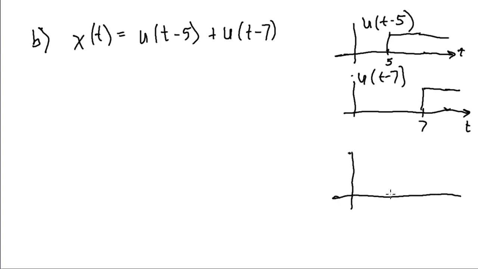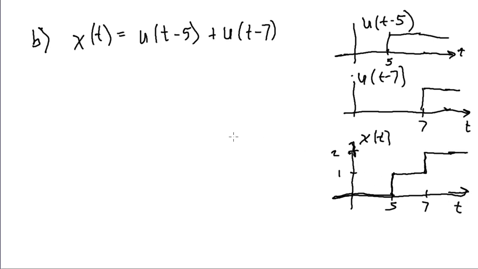Again, for all t less than 5, they're both 0, so the sum is 0. In the interval from 5 to 7, only this top function is non-zero, it's equal to 1, and so 1 plus 0 is 1. Now for all t greater than 7, they're both equal to 1, and 1 plus 1 is equal to 2. So these levels would be 1 and 2 respectively, and for all t greater than 7, the sum remains at 2.